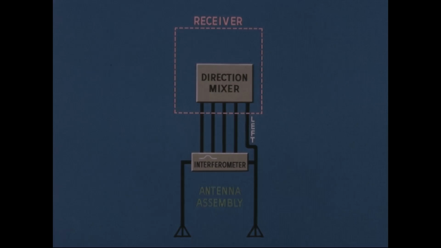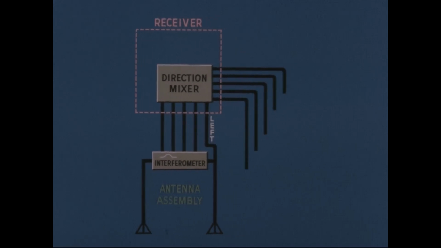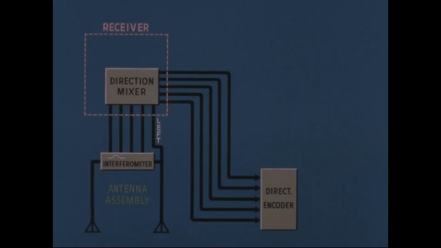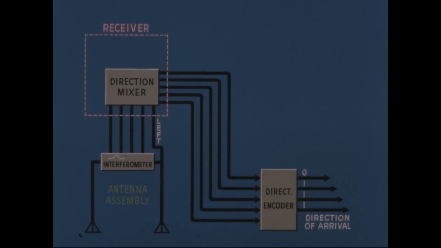Also into the direction mixer goes a pulse that tells it the signal arrived on the left side of the aircraft. The direction mixer converts pulses from all antennas to a compatible form and outputs the directional pulses to the directional encoder. The encoder translates the pulses into digital language, and they come out as a direction of arrival signal in the form of four digital bits of information: one bit to indicate left side, and a 3-bit binary number giving the sector in which the signal arrived.